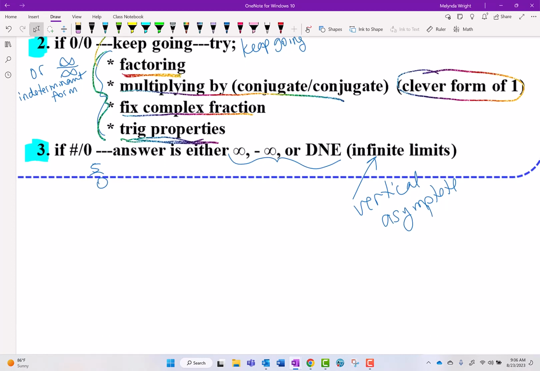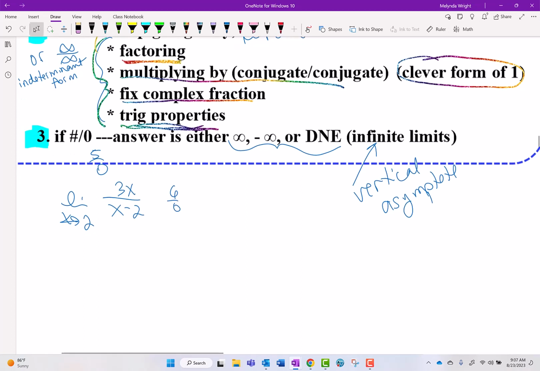So let's say we do the limit as x goes to 2 of 3x over x minus 2. I just made it up. Let's just hope that works well. We sub in a 2 and we get 6 over 0. We can't say that equals 6 over 0. So what does that mean? That means that at 2, we have a vertical asymptote.